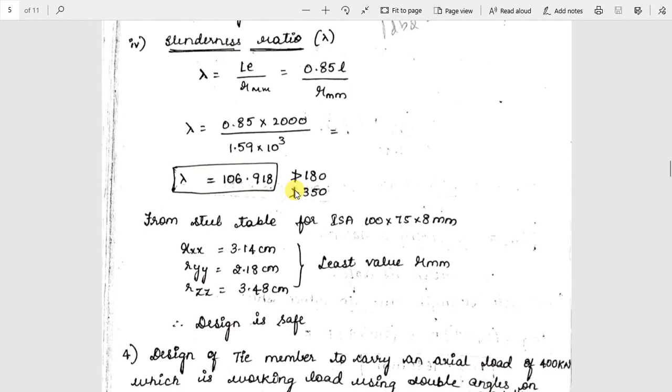It should not be greater than 180 when the wind loads are not acting on the section, and should not be greater than 350 when the wind loads are acting on the section. This particular case is not mentioned in the question, so make sure that it is not greater than 180. So the lambda is well within the limits, so our design is safe with respect to slenderness ratio also.